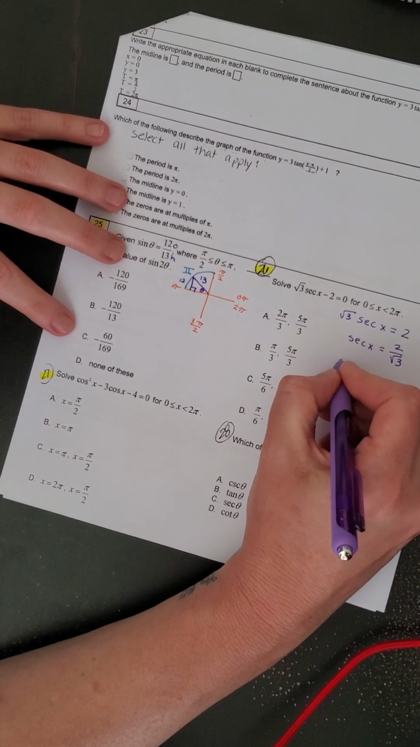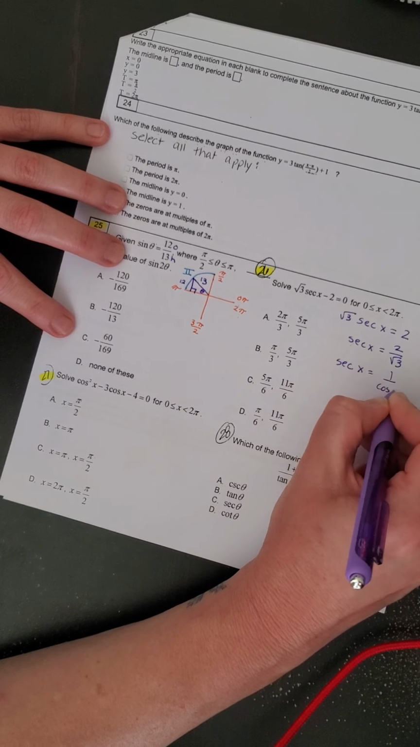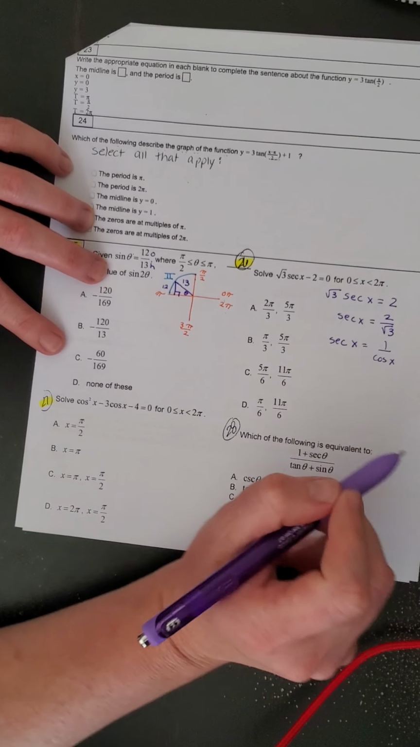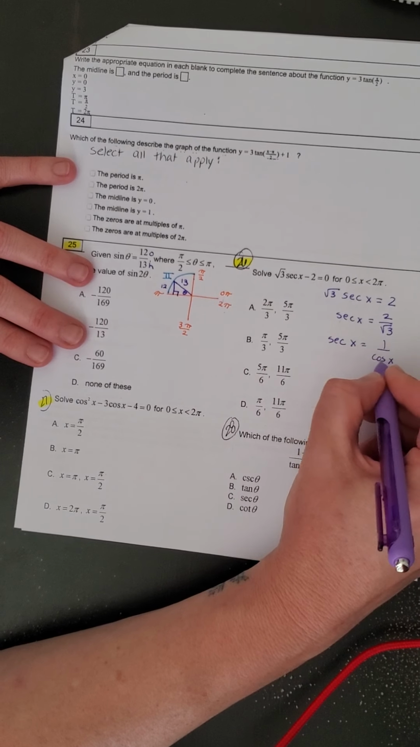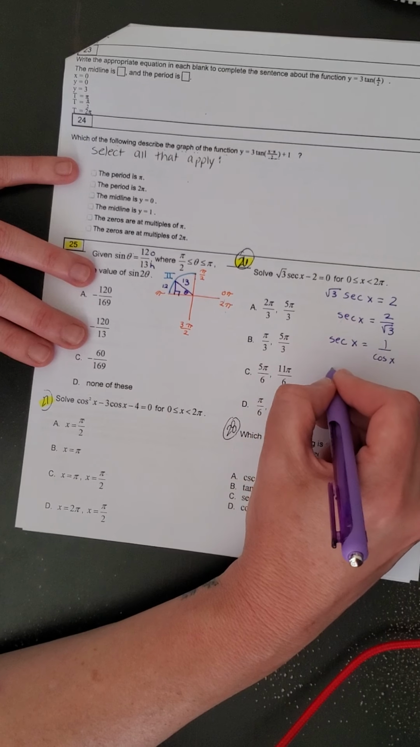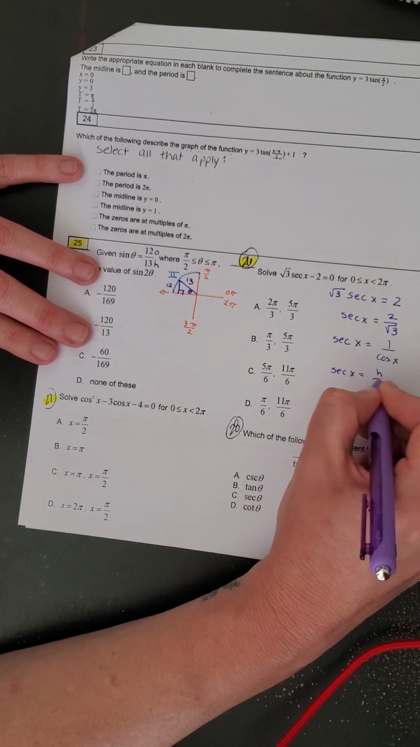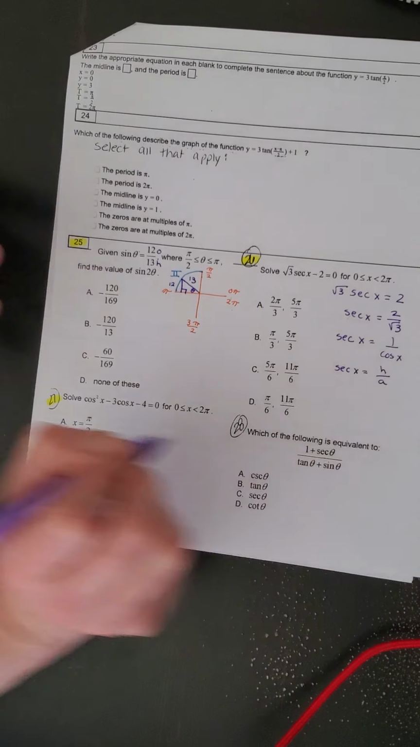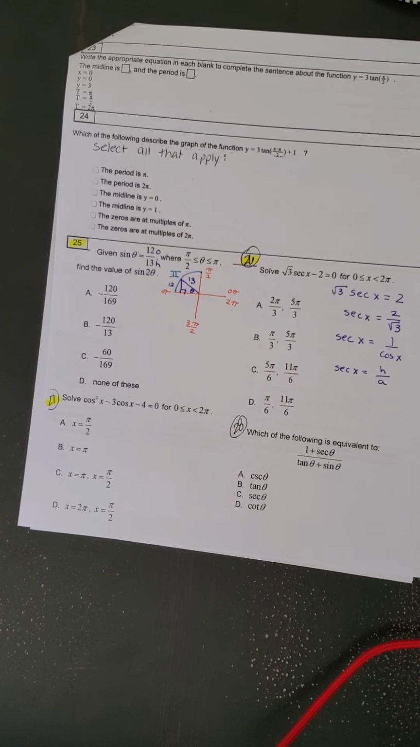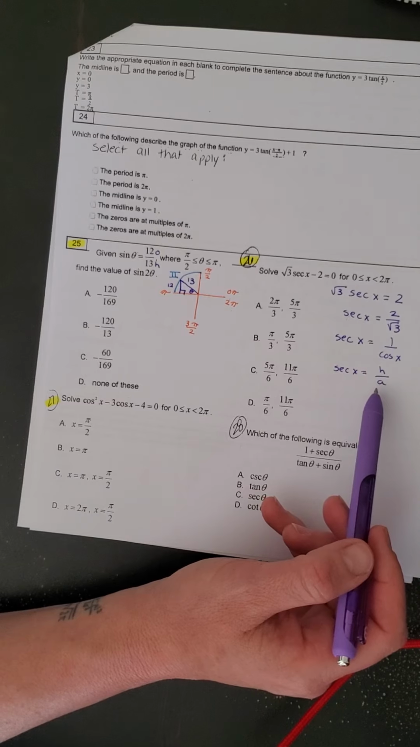So secant x is 1 over cosine x. And I know cosine is adjacent over hypotenuse. So that means that secant is hypotenuse over adjacent. All right, and so I want you guys to think about which 2 places on the unit circle this would be.